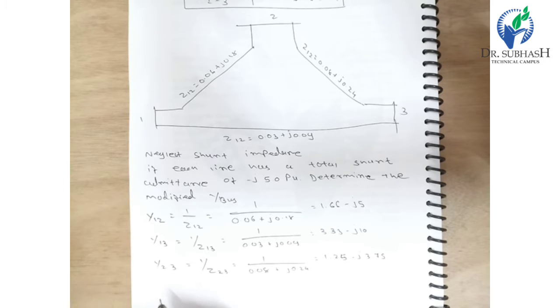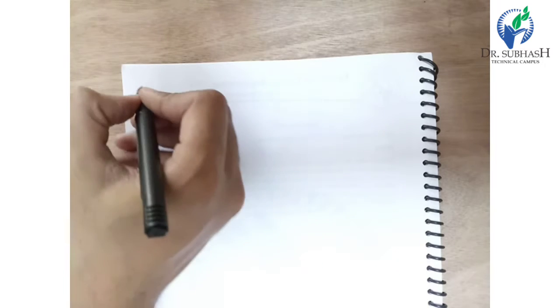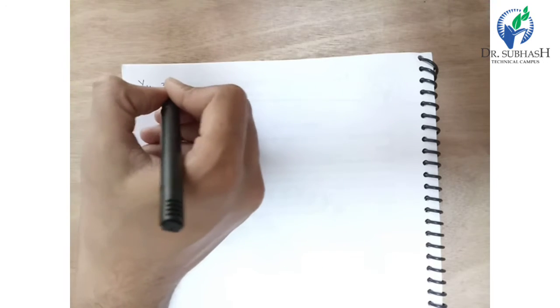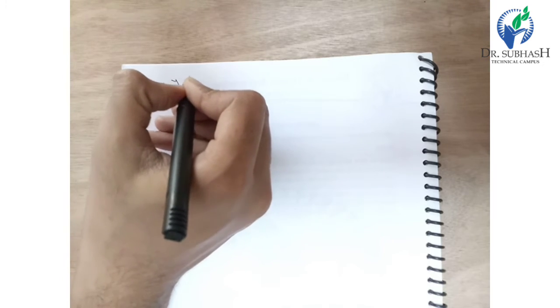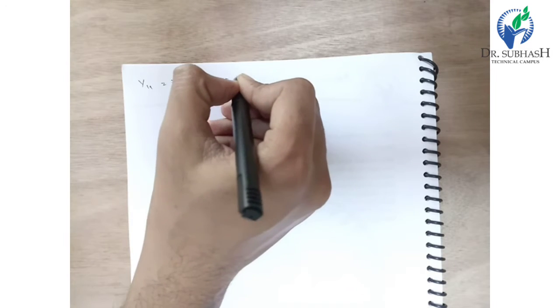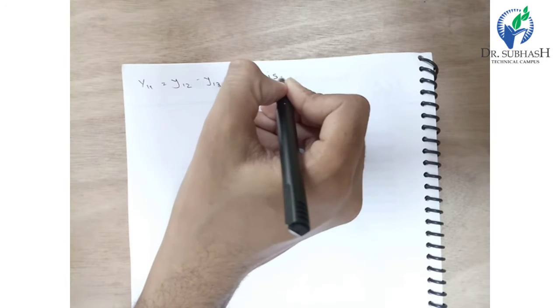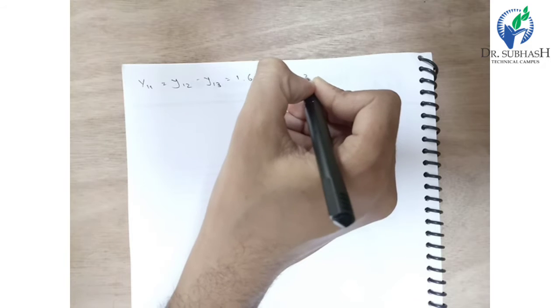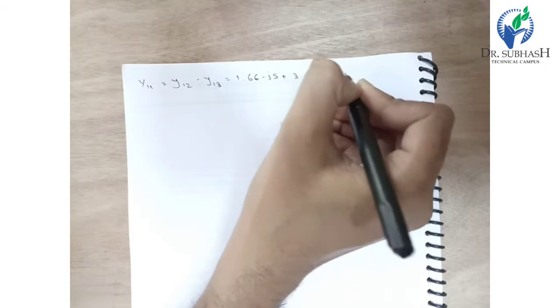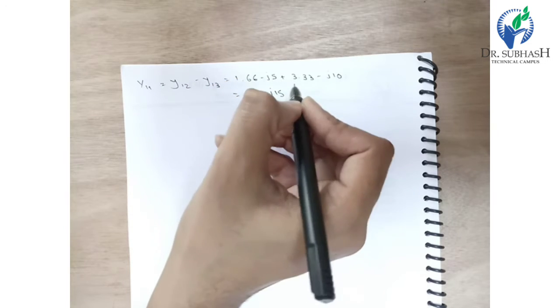Similarly, we can find the value of Y11. The value of Y11 is equal to small y12 plus small y13. So the output is 1.66 minus j into 5 plus 3.33 minus j into 10. So the output of them is 5 minus j into 15.